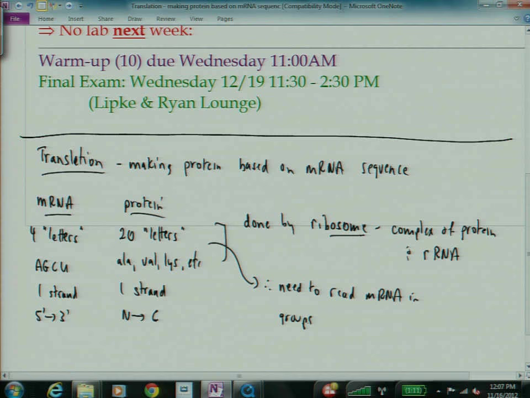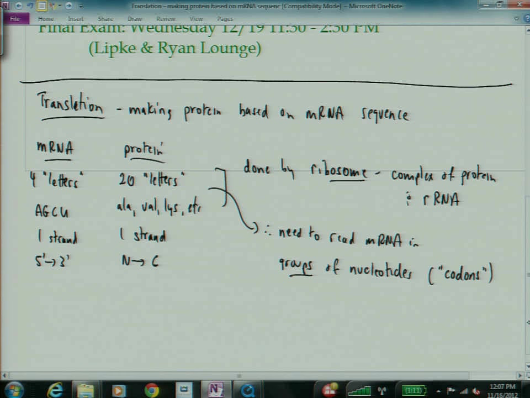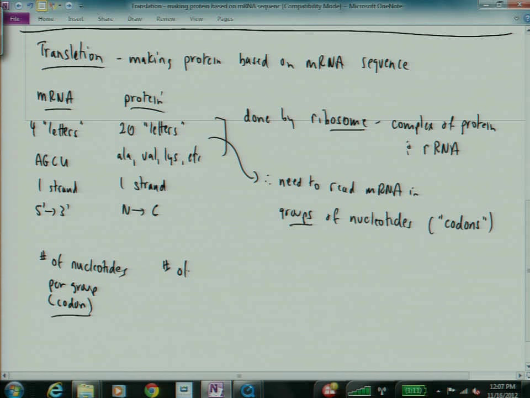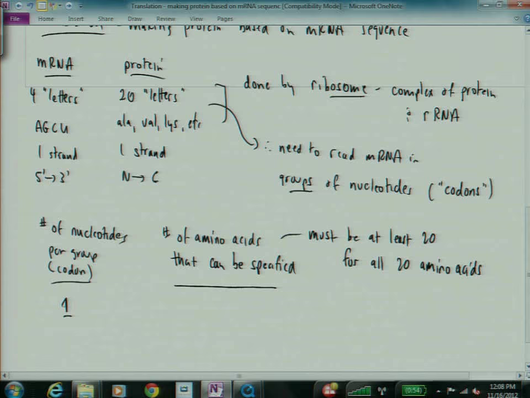And you can actually do a little bit of math. This is one of the kind of cool things. The number of nucleotides per group, that is per codon, determines the number of amino acids that can be specified. And this must be at least 20 for all 20 amino acids. If you have one nucleotide per codon, you can specify four different amino acids: one for A, one for G, one for C, and one for T. That's only four amino acids, nowhere near the 20 that you need.